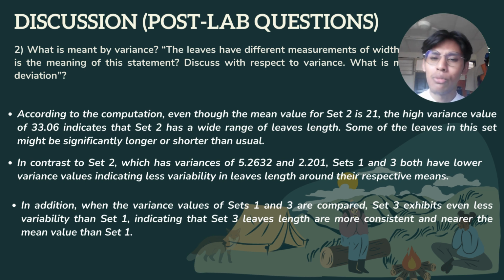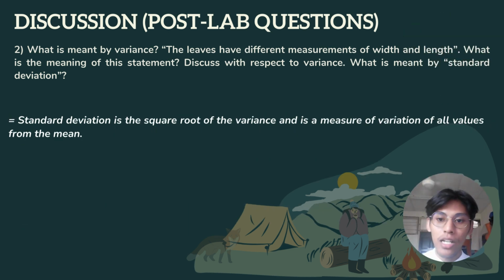In contrast to set 2, which has variances of 5.2632 and 2.201, sets 1 and 3 both have lower variance values, indicating less variability in leaf length around their respective means. In addition, when the variance values of set 1 and 3 are compared, set 3 exhibits even less variability than set 1, indicating that set 3 leaf lengths are more consistent and nearer the mean value than set 1. After that, the meaning of standard deviation is the square root of the variance and is a measure of variation of all values from the mean.